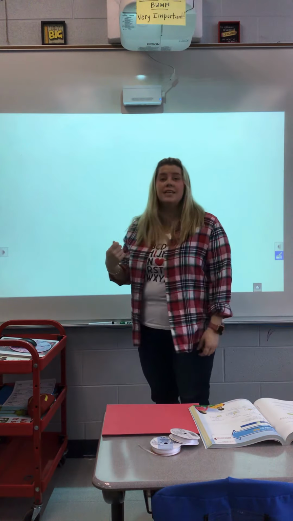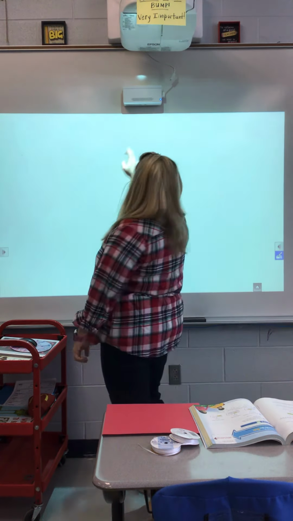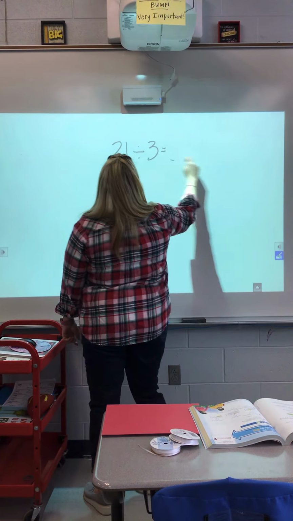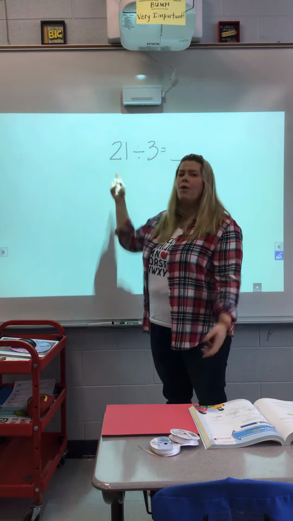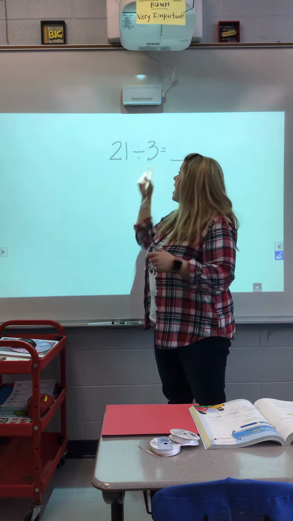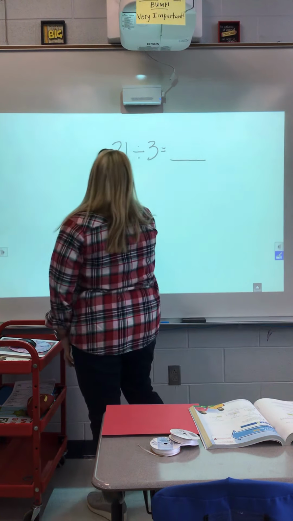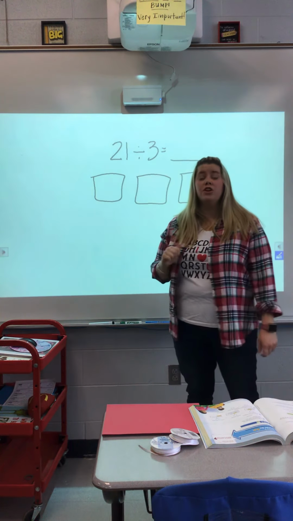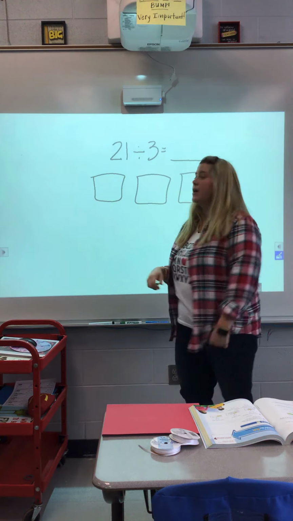Okay, let's think about the division sentence 21 divided by 3. So what that means is I have 21 of something and I've put it into 3 groups. Let's model that. Okay, there's my 3 groups. Now I'm going to equal share until I get to 21.